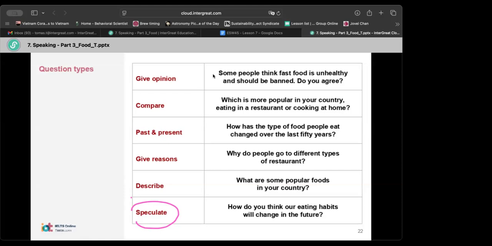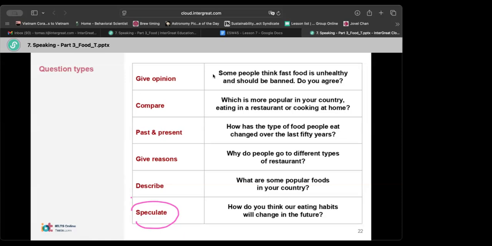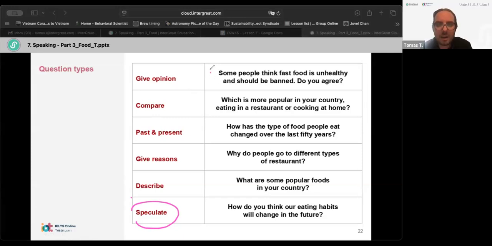Give opinion. Some people think fast food is unhealthy and should be banned. Do you agree? Okay, so that's an opinion. How do you know that's an opinion? Opinion is give your idea, your view. Personally, how does it say it? What does it write in the question that says it's a view? You know that when you read the question. How do you know that?